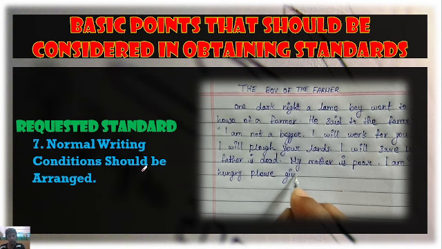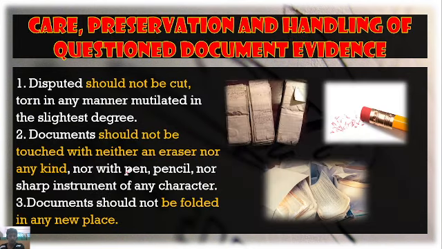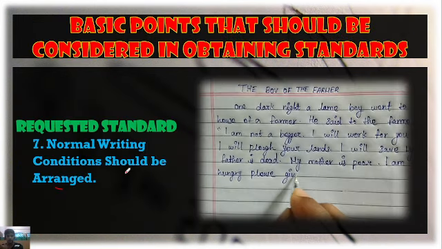Normal writing conditions should be arranged. So tignan nyo, dapat nakaupo siya, hindi yung nakatayo siya na pinagsisignature ninyo. Or hindi yung tagilid yung lamesa or rough surface yung pinagsusulatan niya. So at least in a normal writing condition. Tignan nyo, baka mainit masyado sa loob, tapos pumapatak yung pawis niya. Okay, so make sure that should be in a normal writing condition. Okay, so that is for the basic points that we should consider in obtaining standards, whether that is requested as well as non-requested standards.